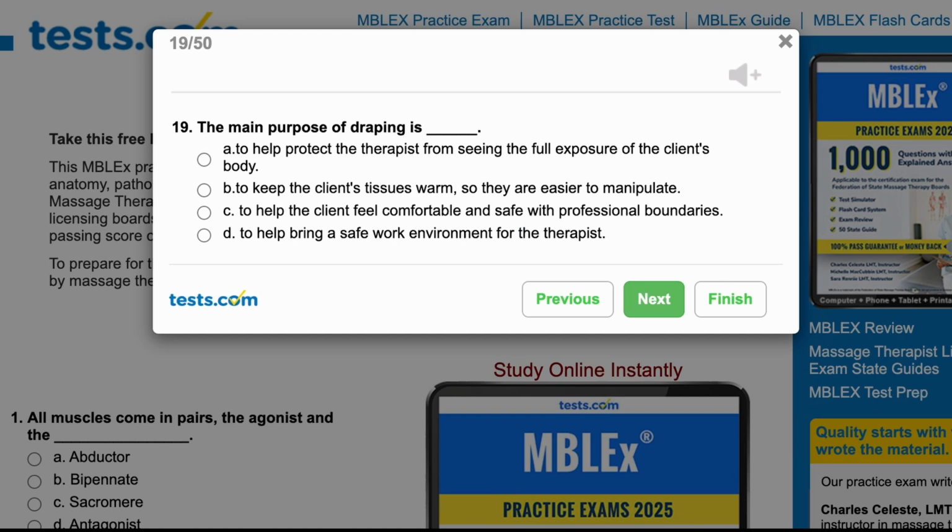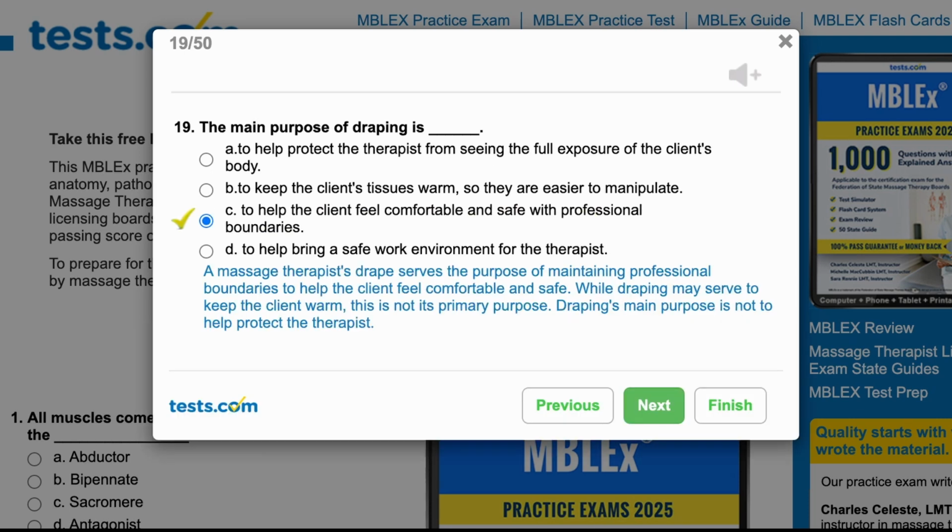Question 19. The main purpose of draping is A. To help protect the therapist from seeing the full exposure of the client's body. B. To keep the client's tissues warm, so they are easier to manipulate. C. To help the client feel comfortable and safe with professional boundaries. Or D. To help bring a safe work environment for the therapist.